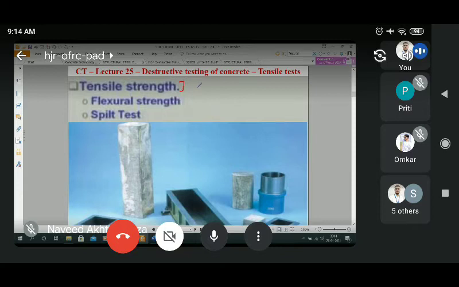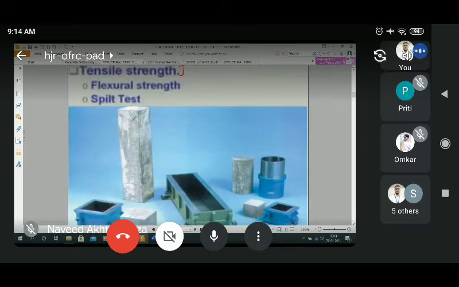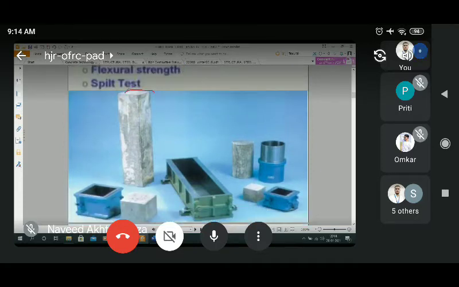in the compression testing machine or in the universal testing machine, because in compression testing machine only compression we can do, but in universal testing machine we can also do the tensile. But the problem with the direct tension test is the holding of the specimen in the setup. So generally for flexural test, the beam is used.